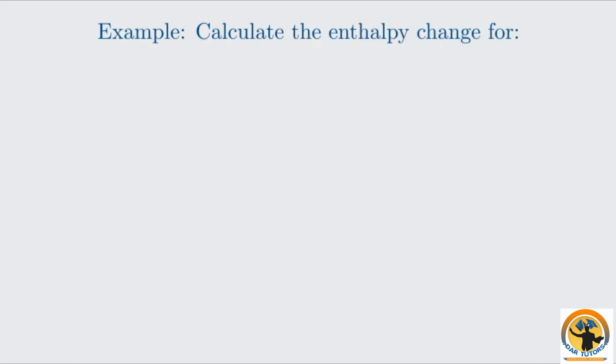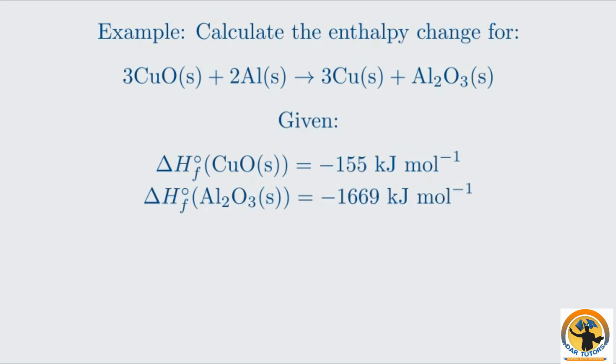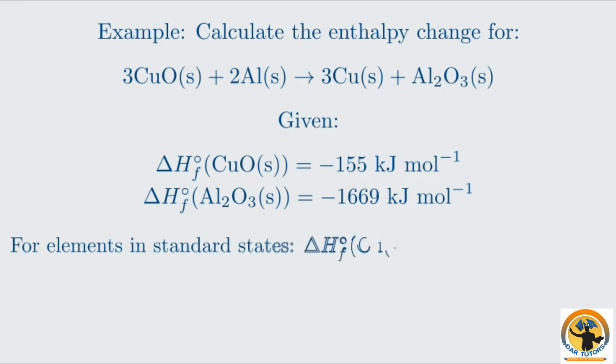We need to find the enthalpy change for the reaction of 3 moles of solid copper(II) oxide with 2 moles of solid aluminum, forming 3 moles of solid copper and 1 mole of solid aluminum oxide. We are given the standard enthalpies of formation for copper(II) oxide and aluminum oxide. First, let's write down the balanced equation and list the enthalpies of formation. For aluminum and copper, which are elements in their standard states, their formation enthalpies are 0.